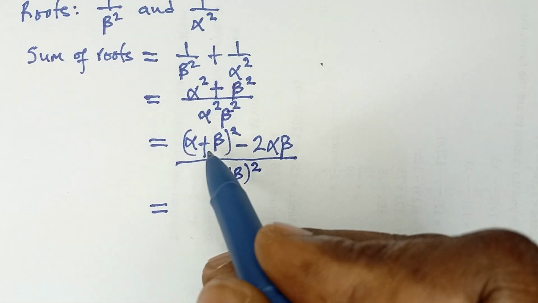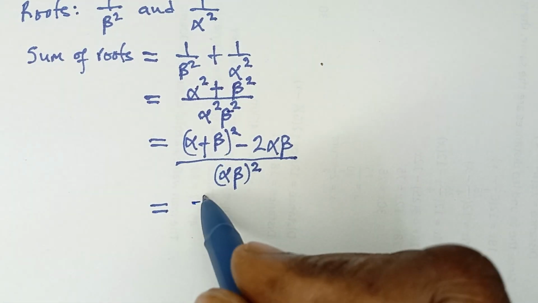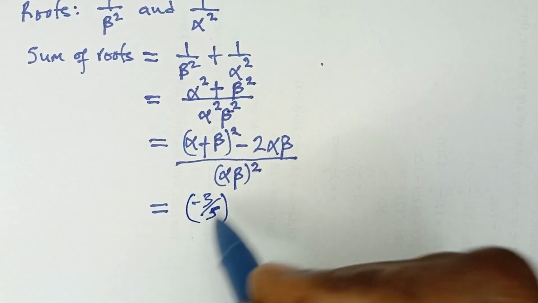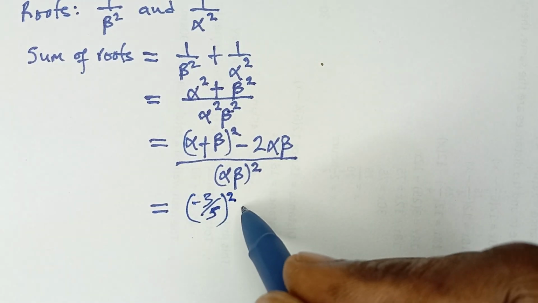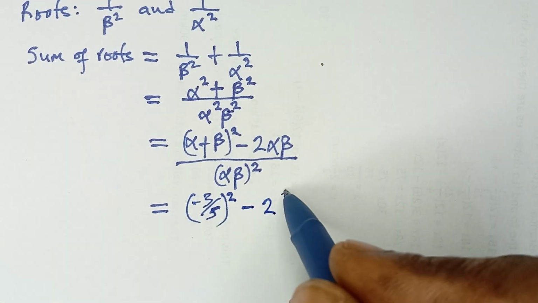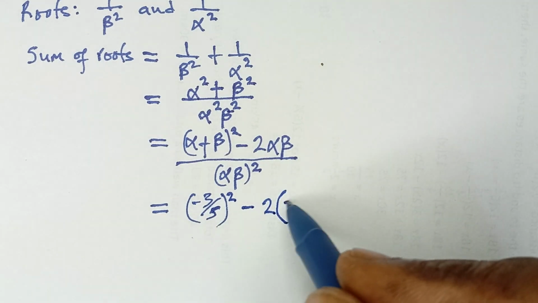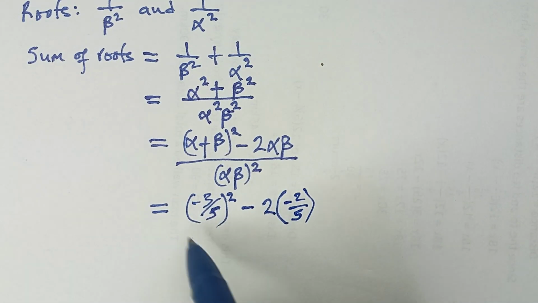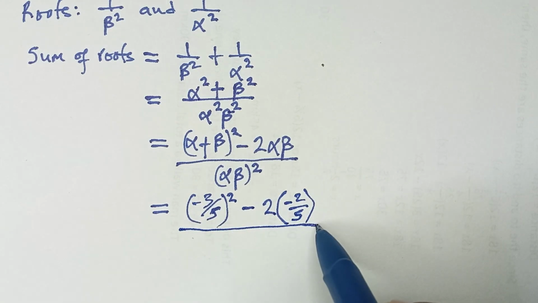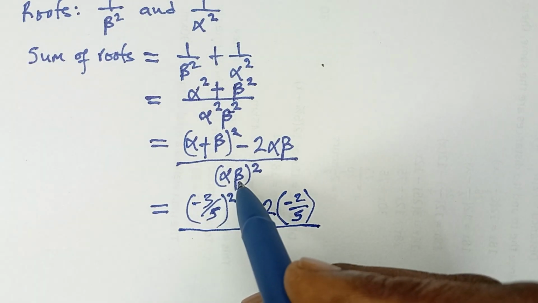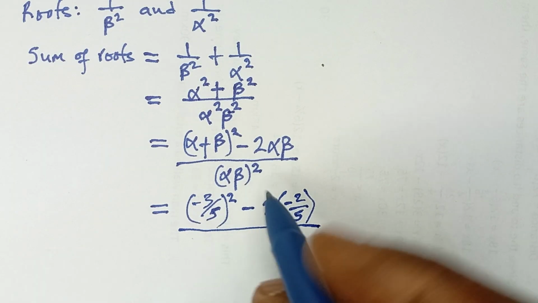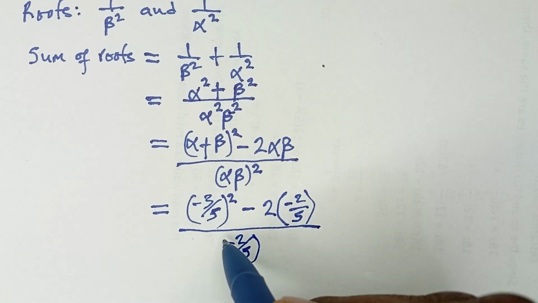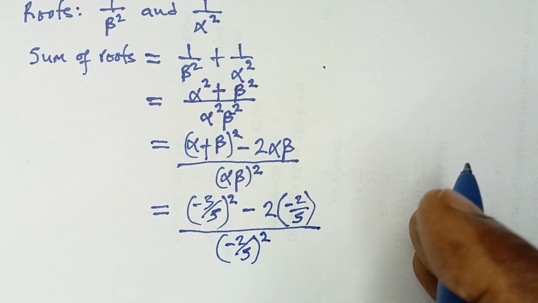So alpha plus beta will be negative 3 over 5, which is alpha plus beta. Then we are going to square it. Then minus 2 multiplied by alpha beta. Alpha beta is negative 2 over 5. Then all over alpha beta square. Alpha beta is negative 2 over 5. And then we square it.